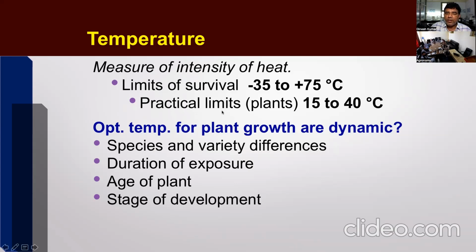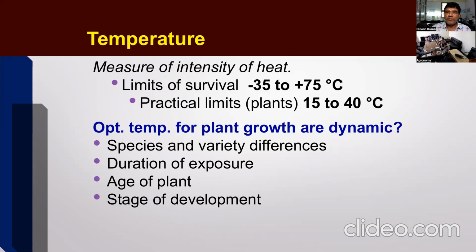Optimum temperature for plant growth is dynamic. Dynamic means the optimum temperature requirement changes with the stage of the crop. At germination, the temperature requirement may be different. At seedling stage, tillering stage, reproductive stage, and maturity stage, the requirements are different. It is not that one temperature is optimum throughout the growing season. It is variable.